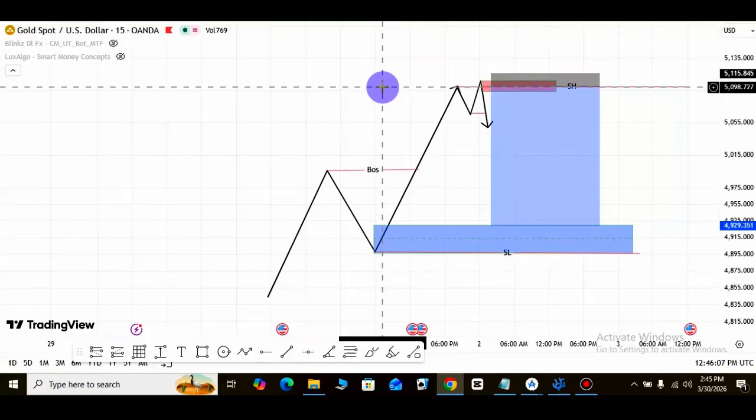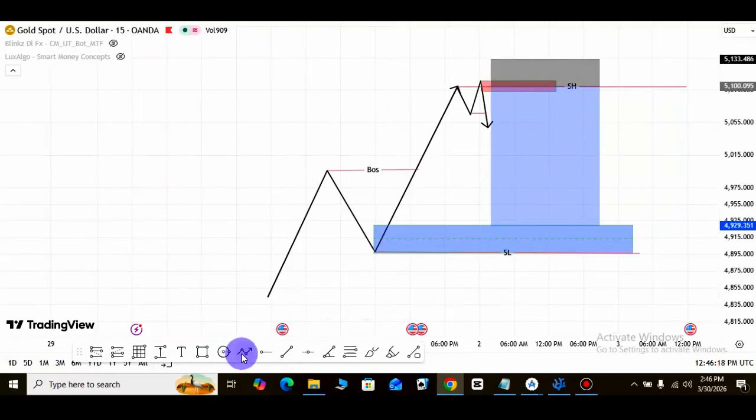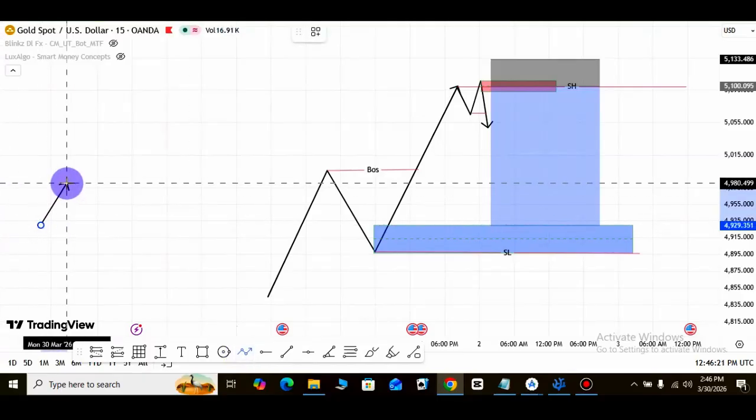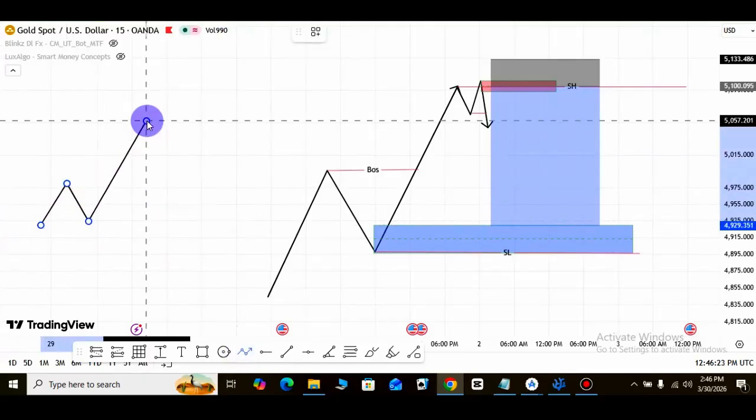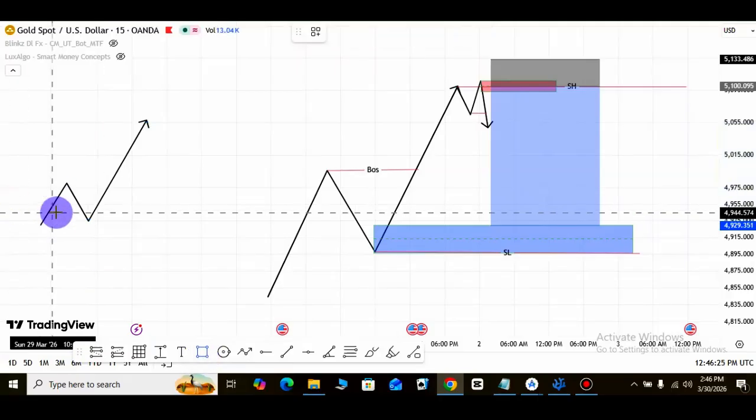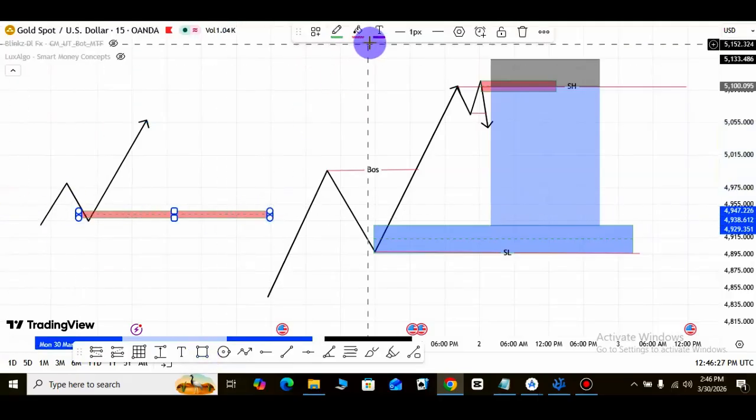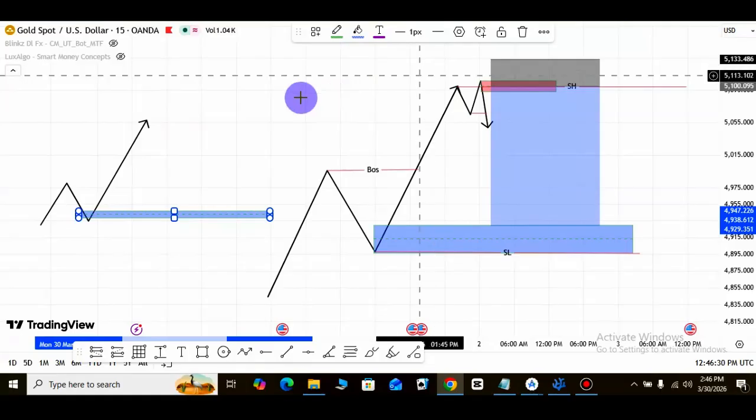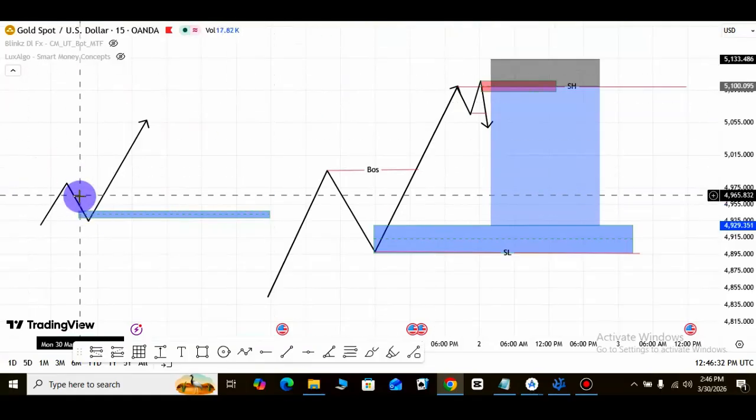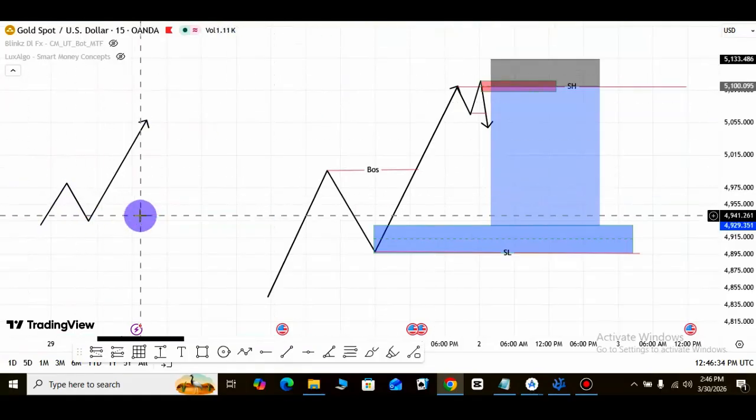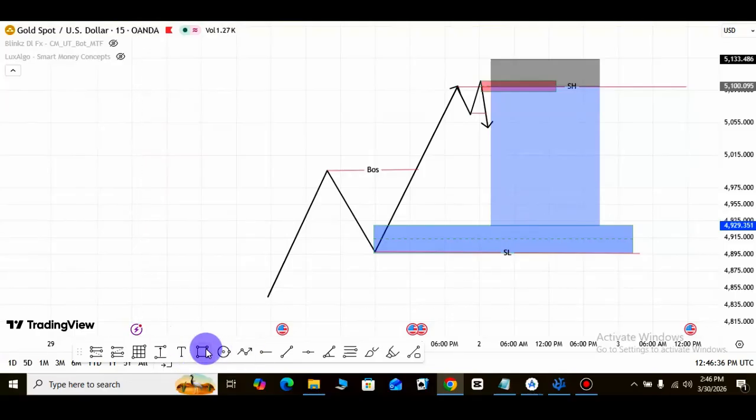Number one, you need to understand the concept of protected highs and protected lows. So let me leave that for you. So protected high is something like this. Let's say we have a break of structure like this. This structure is not a protected low. Why? Because it did not sweep liquidity. There was no liquidity that it swept here. So let me show you the context of a protected low or a protected high.